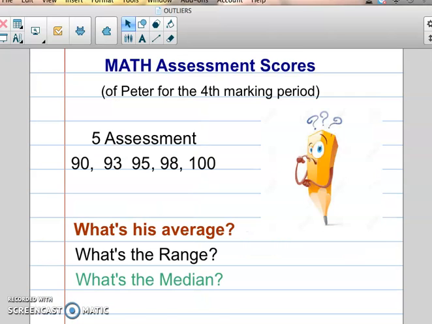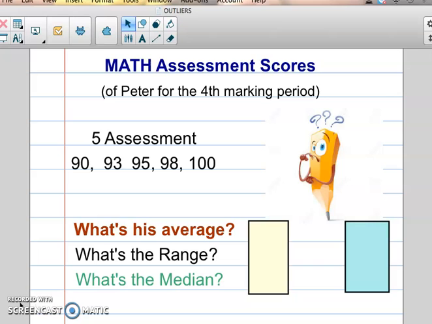Let's try this one. Let's say, for example, we have an assessment Peter took, and let's see what the effect of the outlier is on this test for him. So let's say he got 90, 93, 95, 98, and 100. Let's find his average, the range, and the median. I'll give you a minute.